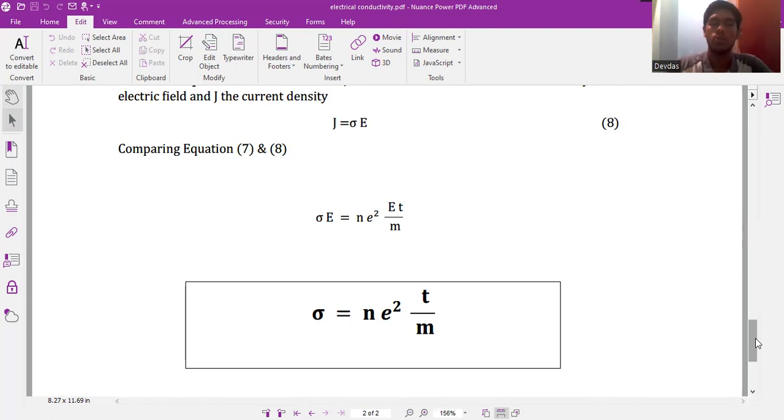So this was the derivation of electrical conductivity.